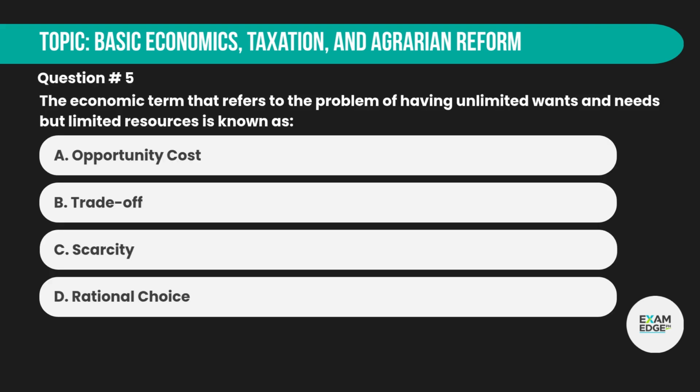Question number 5. The economic term that refers to the problem of having unlimited wants and needs but limited resources is known as A. Opportunity cost, B. Trade-off, C. Scarcity, D. Rational choice.